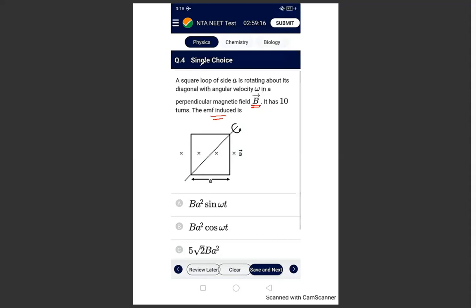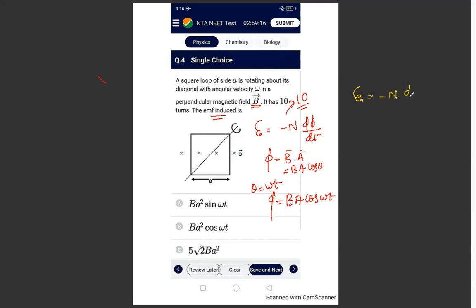As we know, induced EMF is calculated as E is equal to, I'm directly writing down the formula, minus N dPhi by dt. N is the number of turns, here it is 10. Phi is the magnetic flux, that is B vector dot A vector, that is BA cos theta. Here the angle theta is equal to omega t. So phi can be written as BA cos omega t. We are required to find out the induced EMF.